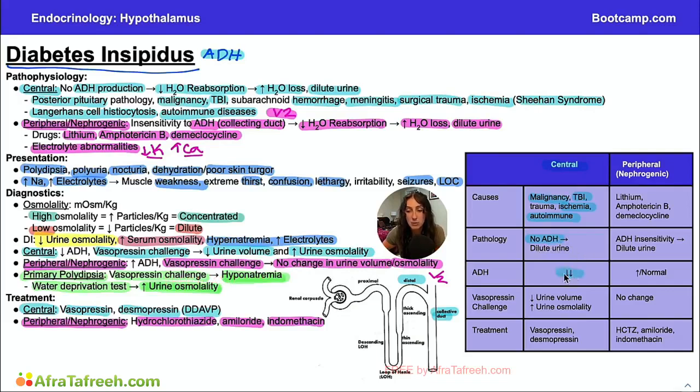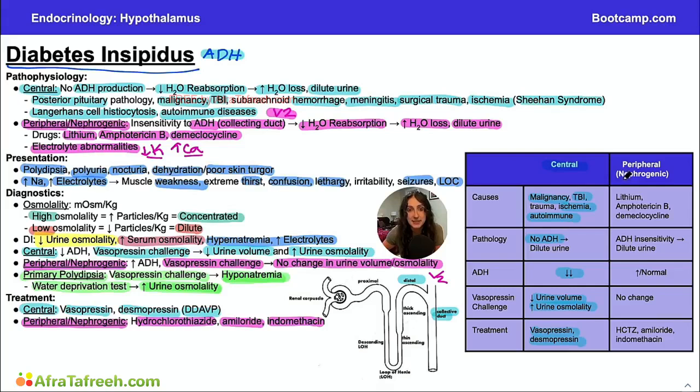So antidiuretic hormone, because we're not making it, is going to be really low. When we do the vasopressin challenge, we are actually going to see a response though, because the problem is we just don't have ADH around. It's not that we're insensitive to it. So ADH, when we administer it, can do its normal job, and we'll have more water reabsorbed from the urine, leading to decreased urine volume and increased urine osmolality with the vasopressin challenge. And the treatment is just to replace what we're not making, give them vasopressin or give them desmopressin.